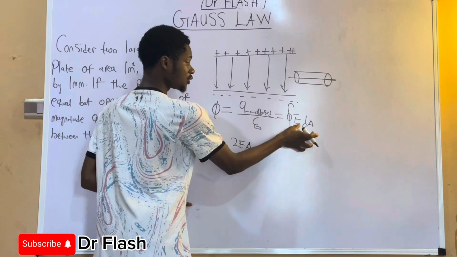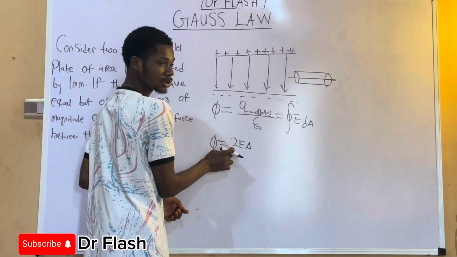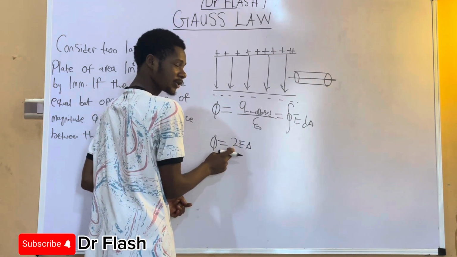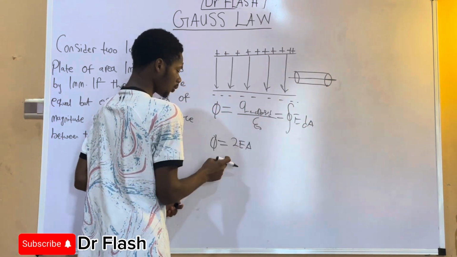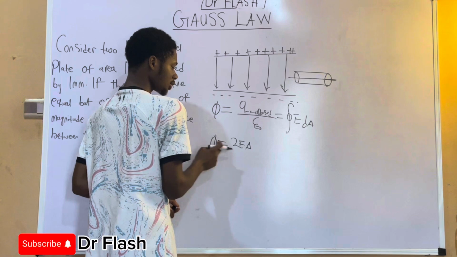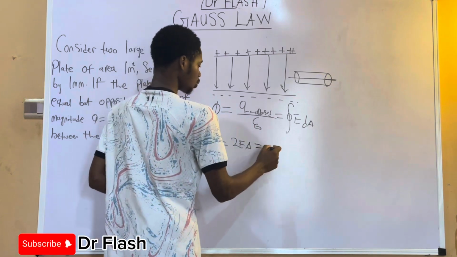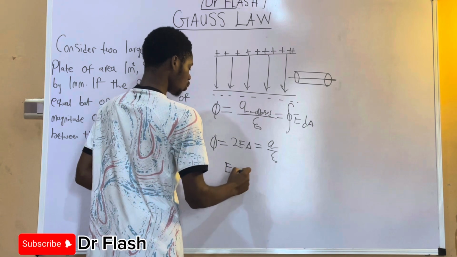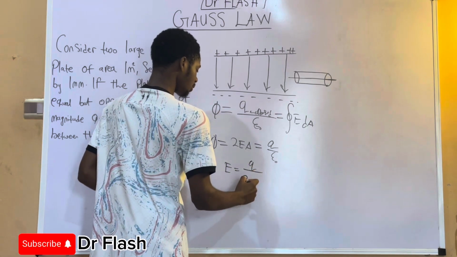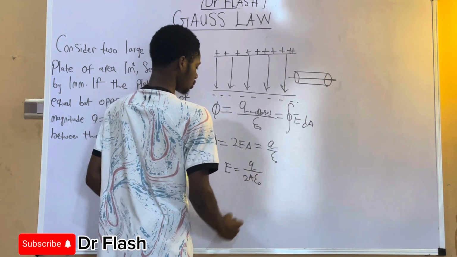Take note, we're not just integrating this to get this. That is not where the 2 comes from. The 2 comes from the fact that we're having two sides, and it's something we've done before. So we're going to have flux equals 2EA, and this is also equal to charge over permittivity of free space. So from here, E is equal to Q divided by 2A epsilon naught.